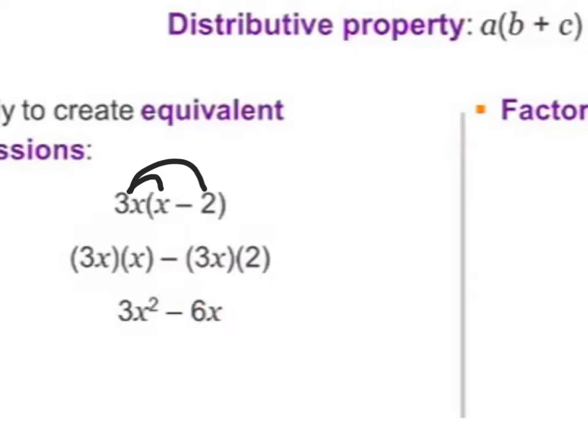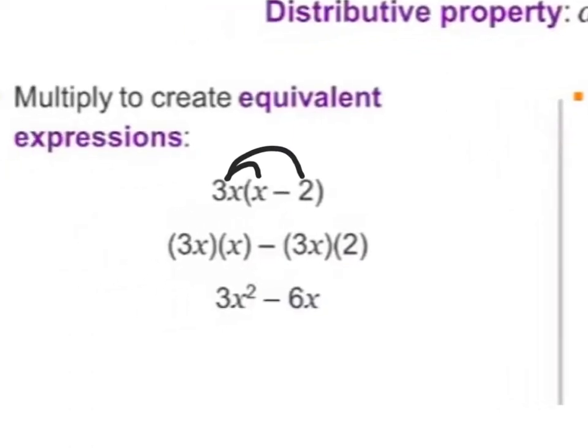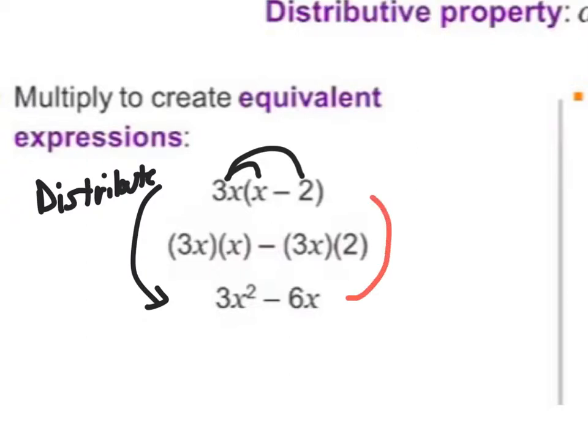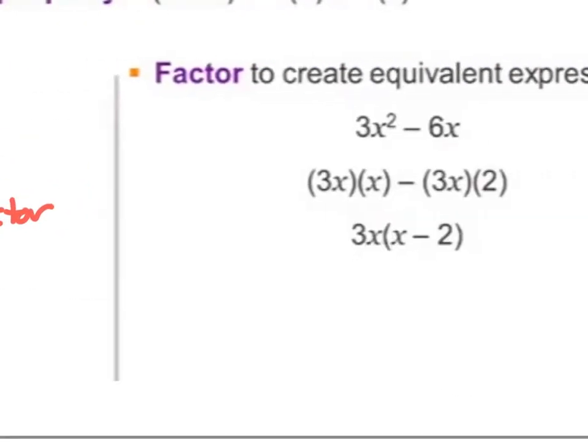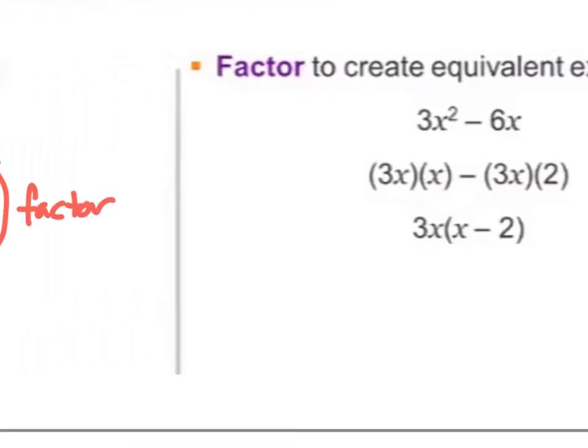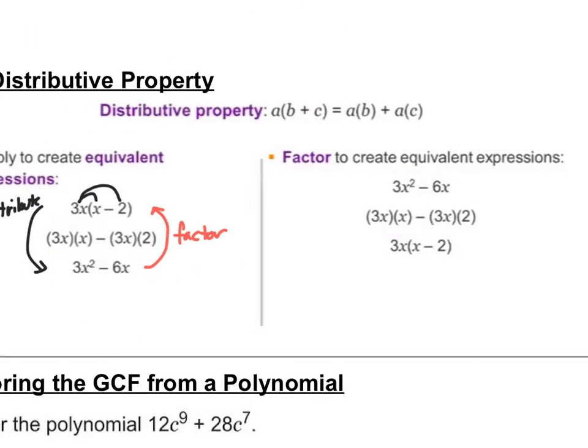Okay, now factoring means that we go the opposite way. Going this way, we're going to call it distributing, but going the other way means to factor. It's the opposite of the distributive property. So we start off with what we ended up with in the other equation. Notice how after distributing, this is where we got to. When you factor, that's what you start with.